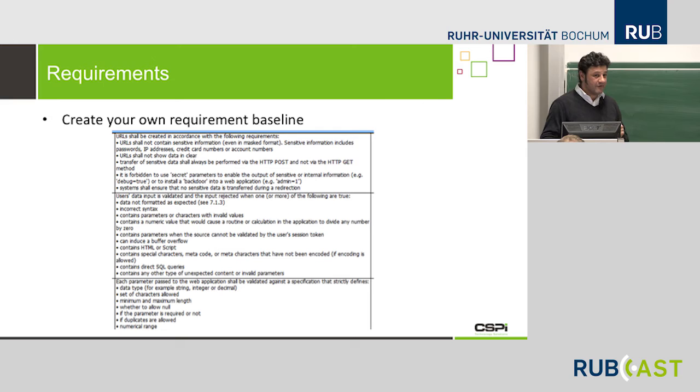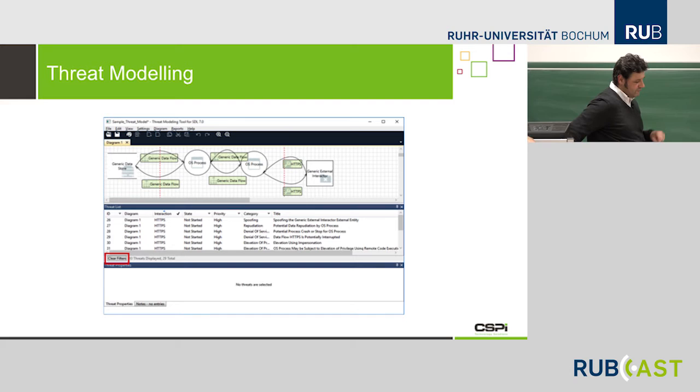So the threat modeling, this is a screenshot from the Microsoft Threat Modeling Tool, which I think is a very, very useful tool. Threat modeling means, maybe I take this slide, it's better. Not sure if you can see that.